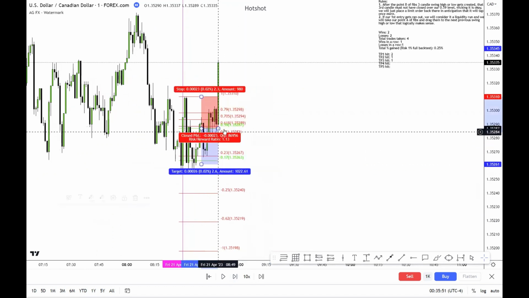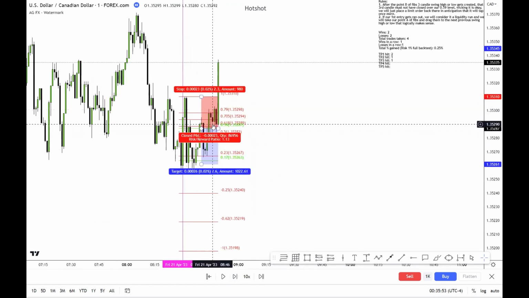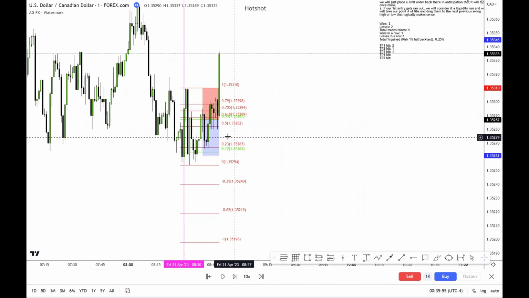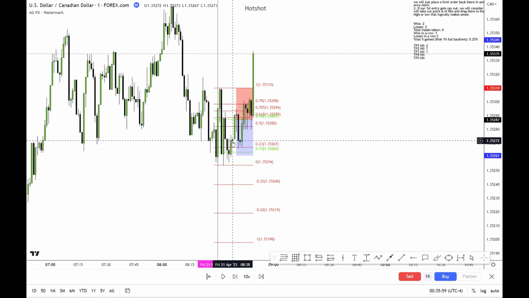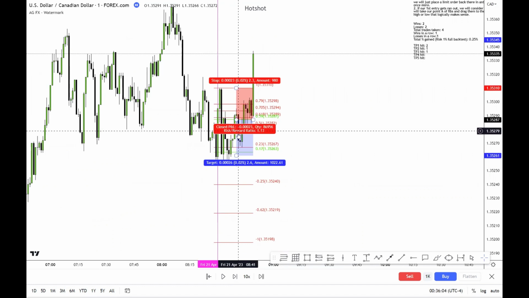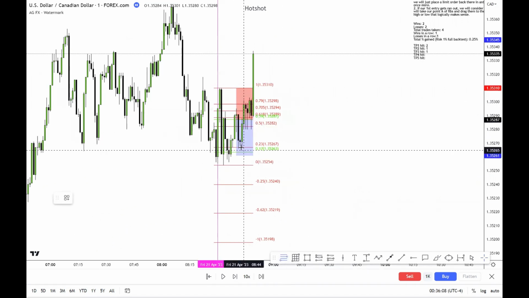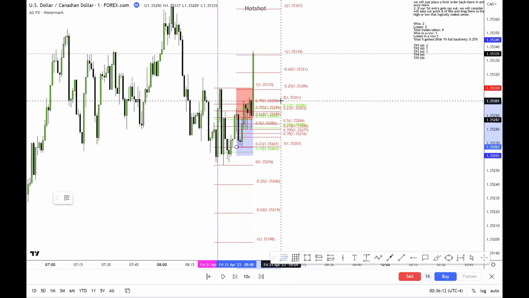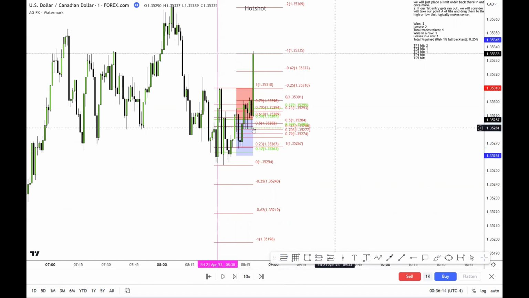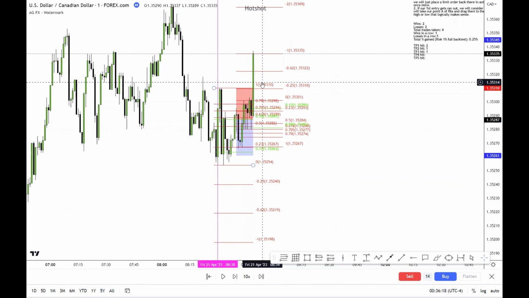So our idea here was flawed. This intermediate term high got ran through. You notice it created an intermediate term low here as well, because it rebalanced right here, rebalanced this imbalance, took it out. If we would have taken a buy from this low to this high, we would have got triggered in on our second tap and we would have won.